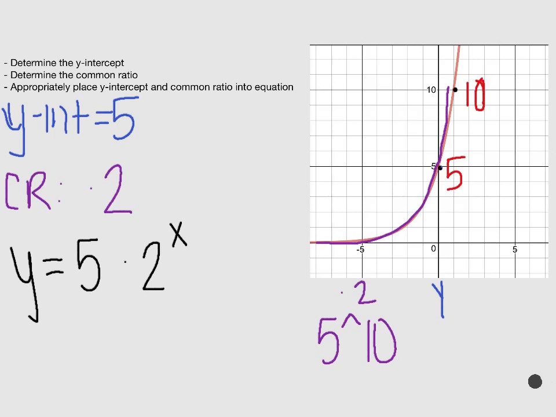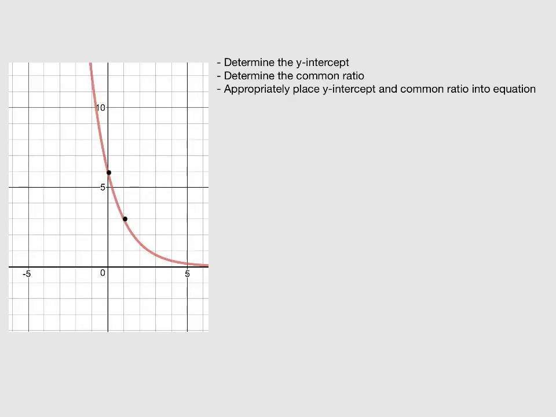Finally, let's look at one other example before you do your practice. I identify my y-intercept off of my y-axis. So my y-intercept is right there at 6. Now my common ratio, remember we always start from the left of my graph, so I'm coming in from the left, and the first dot that I touch is at 6. I keep going, the next dot I touch is at 3.